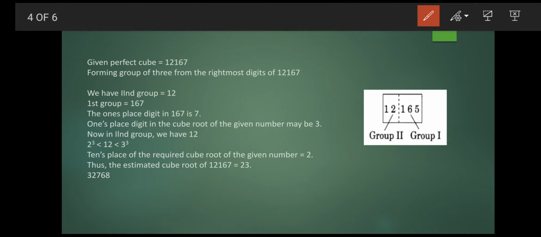Here 12,167. Here it is 7. By mistake it's written as 5. Okay. Now first step is to make a group. So here 3 and now here we are having 2 digits. So 2 digits will be left over.